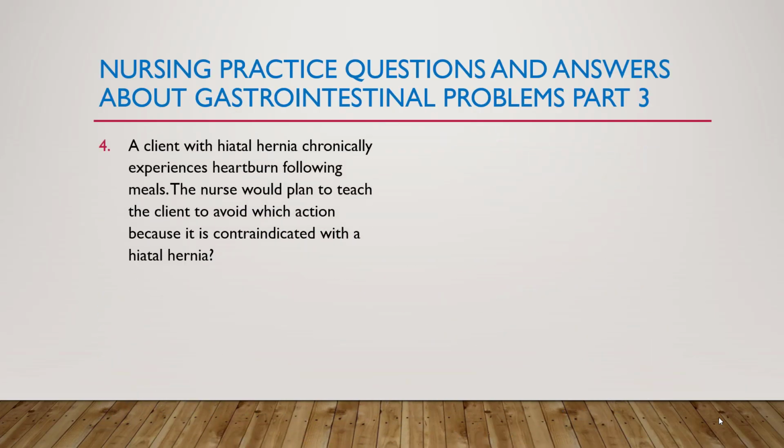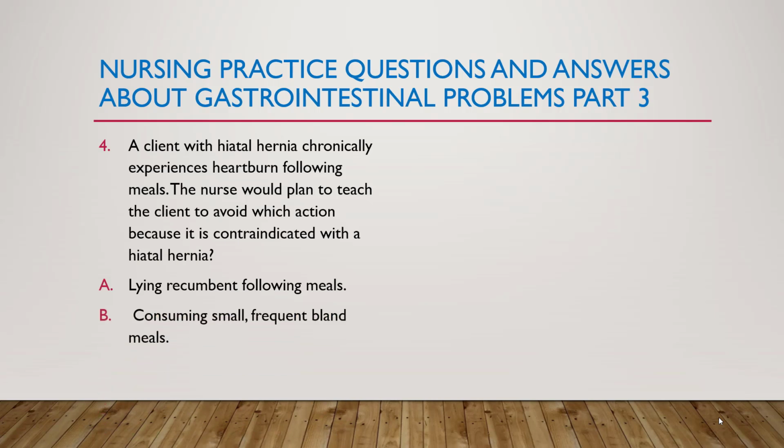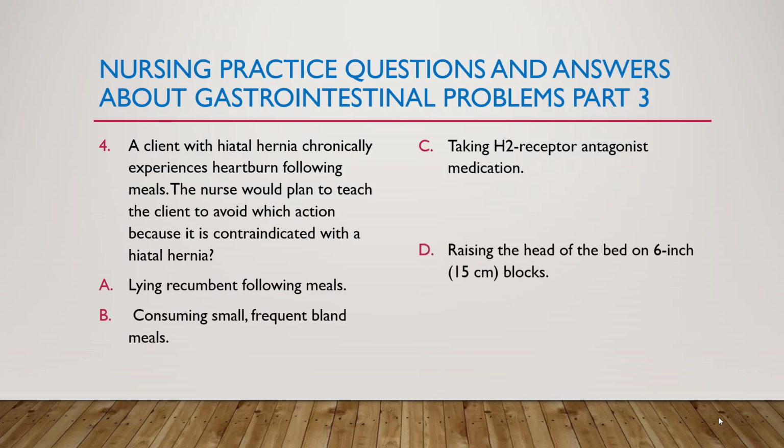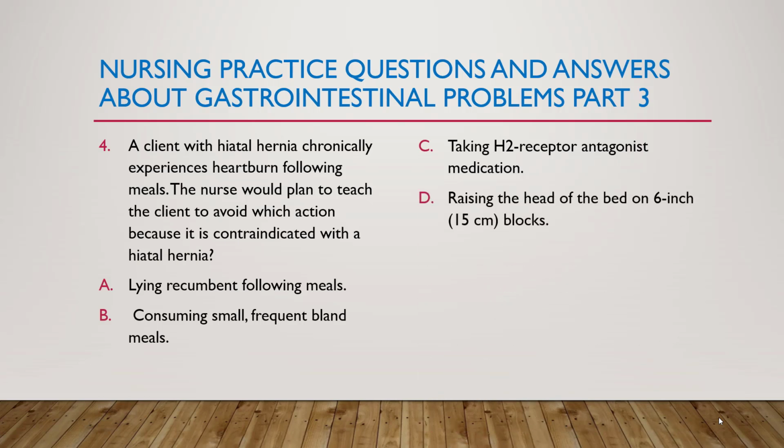Question 4. A client with a hiatal hernia chronically experiences heartburn following meals. The nurse will plan to teach the client to avoid which action because it is contraindicated with the hiatal hernia? Option A, lying recumbent following meals. Option B, consuming small, frequent bland meals. Option C, taking H2 receptor antagonist medication. Option D, raising the head of the bed on 6-inch blocks. The correct answer for this question is option A, lying recumbent following meals.